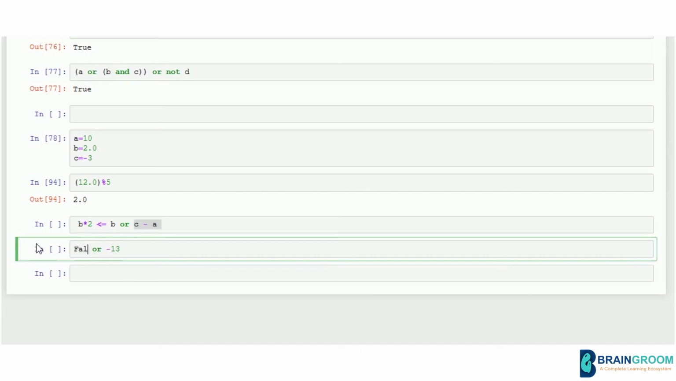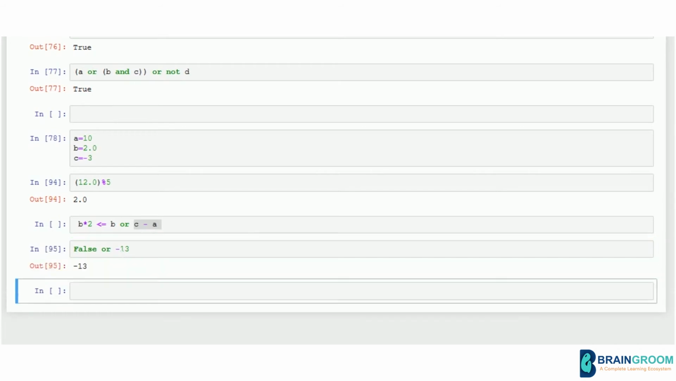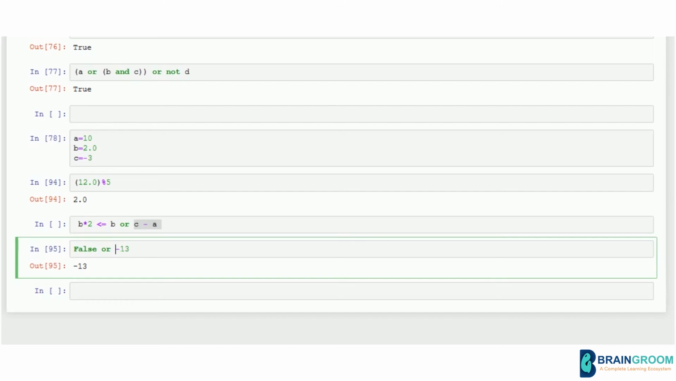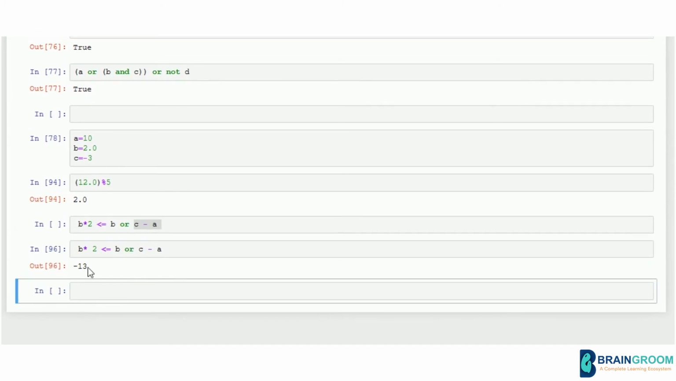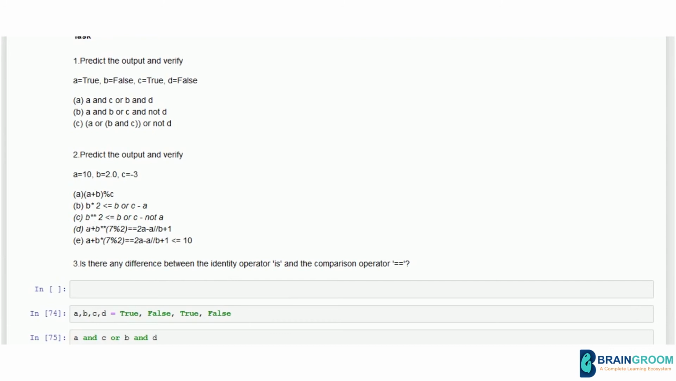So now this is your expression. Now what happens here? As you can see, false or minus 13. As I said, any non-zero number is a representation of true. So it is false or true, and this is the OR operator. Even if any one value is true, you get the output as true. Among these two, the true value was minus 13. So we get minus 13 as the output. So for this entire expression, minus 13 is your output. Now let's move on to the next.